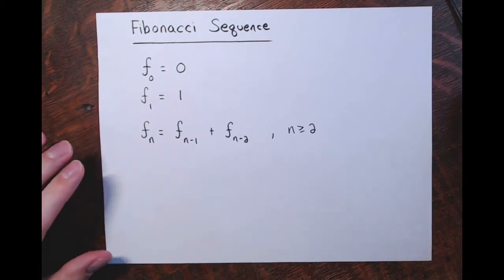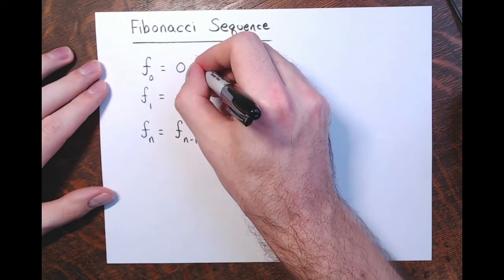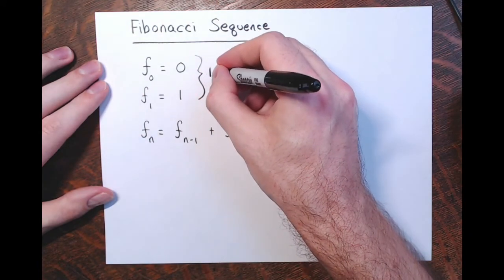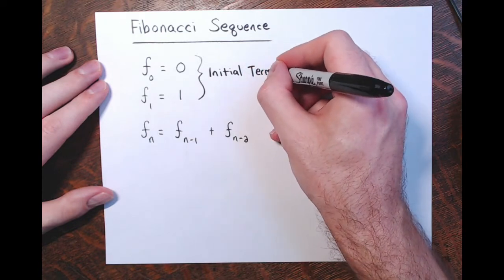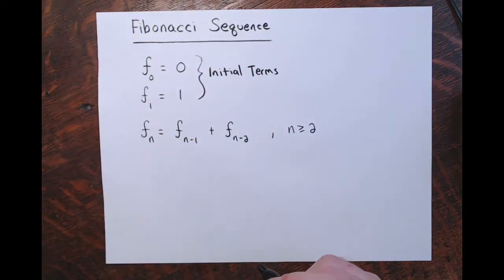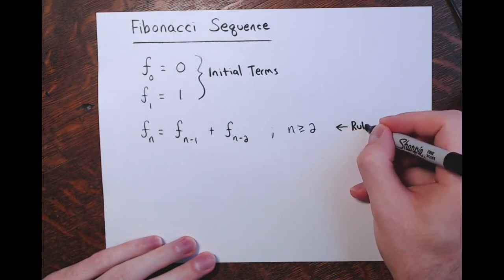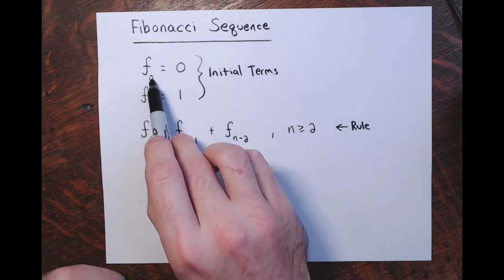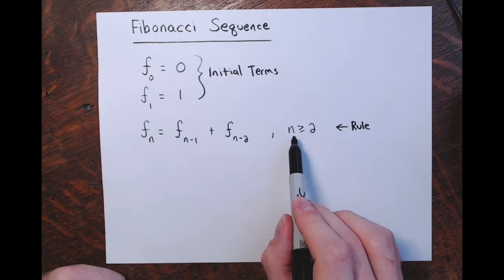So here's a Fibonacci sequence. Again, we're given some initial terms. Now notice this one has two of them. And every single recurrence relation will be like this. You're going to have an initial term or multiple initial terms stated, and then you have your rule showing you how to get future terms. We have what the term is when the index is 0, when the index is 1, and then the rule for how to find terms when the index is 2 or greater.